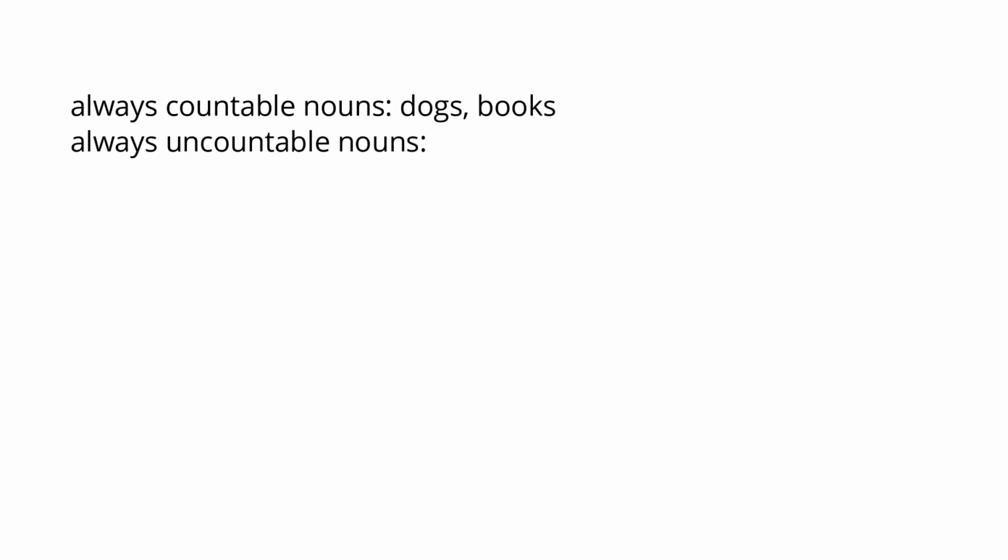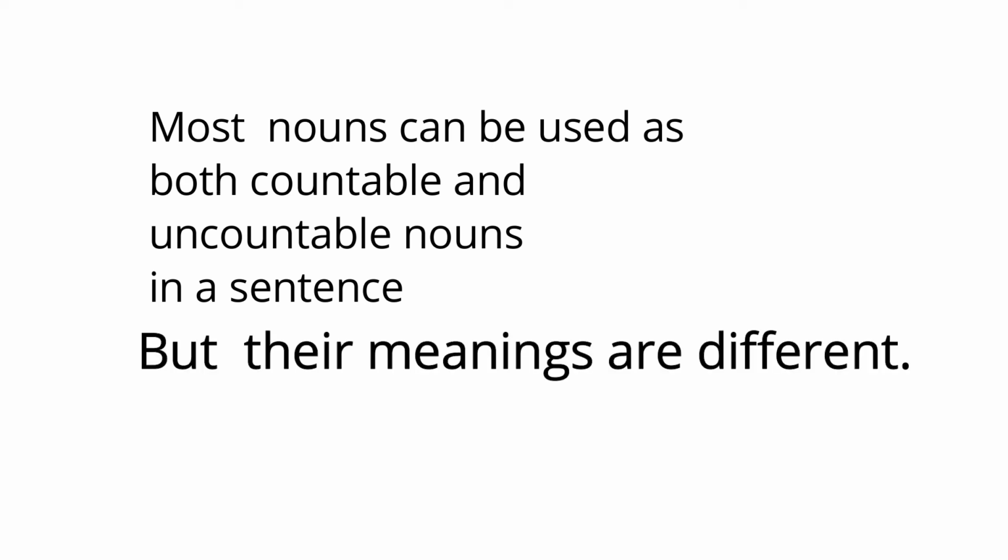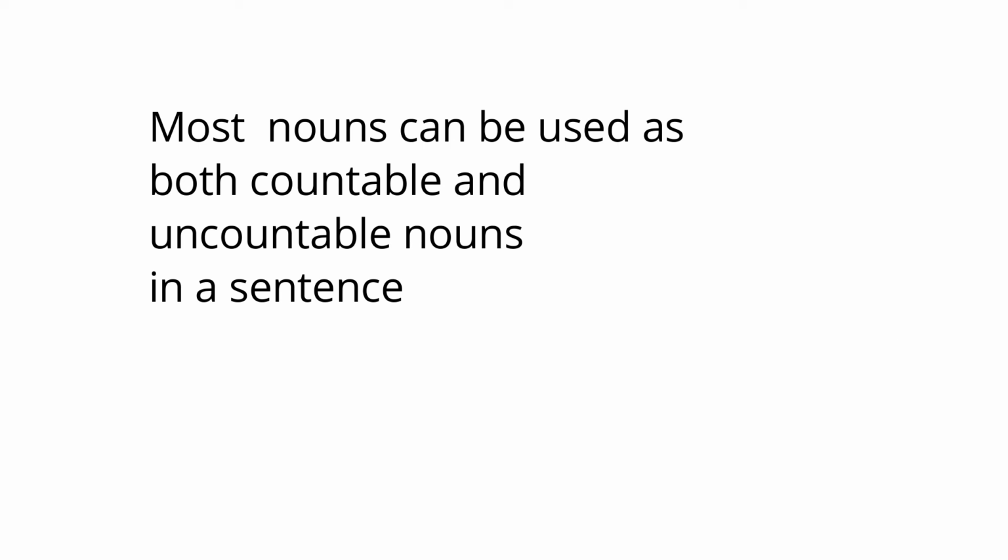Some nouns are always countable nouns, and some nouns are always uncountable nouns. Examples of nouns that are always uncountable are money, advice, furniture, and garbage. But most nouns can be used as both countable and uncountable nouns. While a noun can be used as both countable and uncountable in most situations, their reference or their meanings are different.